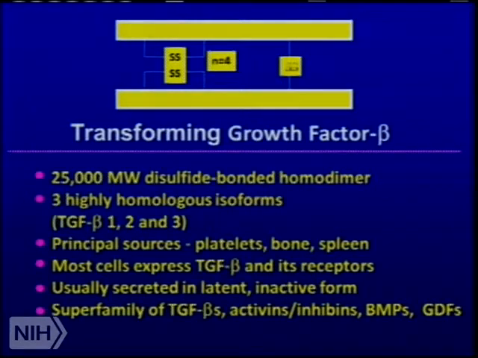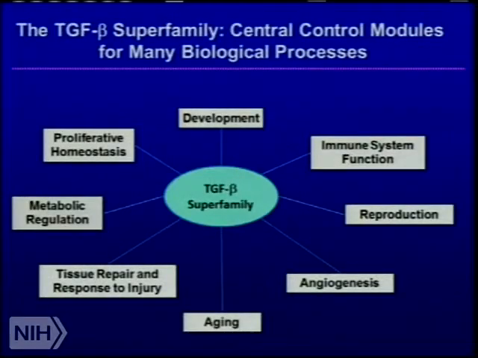in mammals. The principal sources of TGF-beta are platelets, bone, and spleen, and most cells are known to express TGF-beta and its receptors. TGF-beta is usually secreted in what is called a latent inactive form that must be activated in order for TGF-beta to perform its various functions. And the superfamily of TGF-beta contains not only TGFs, but a number of other cousin proteins as well.